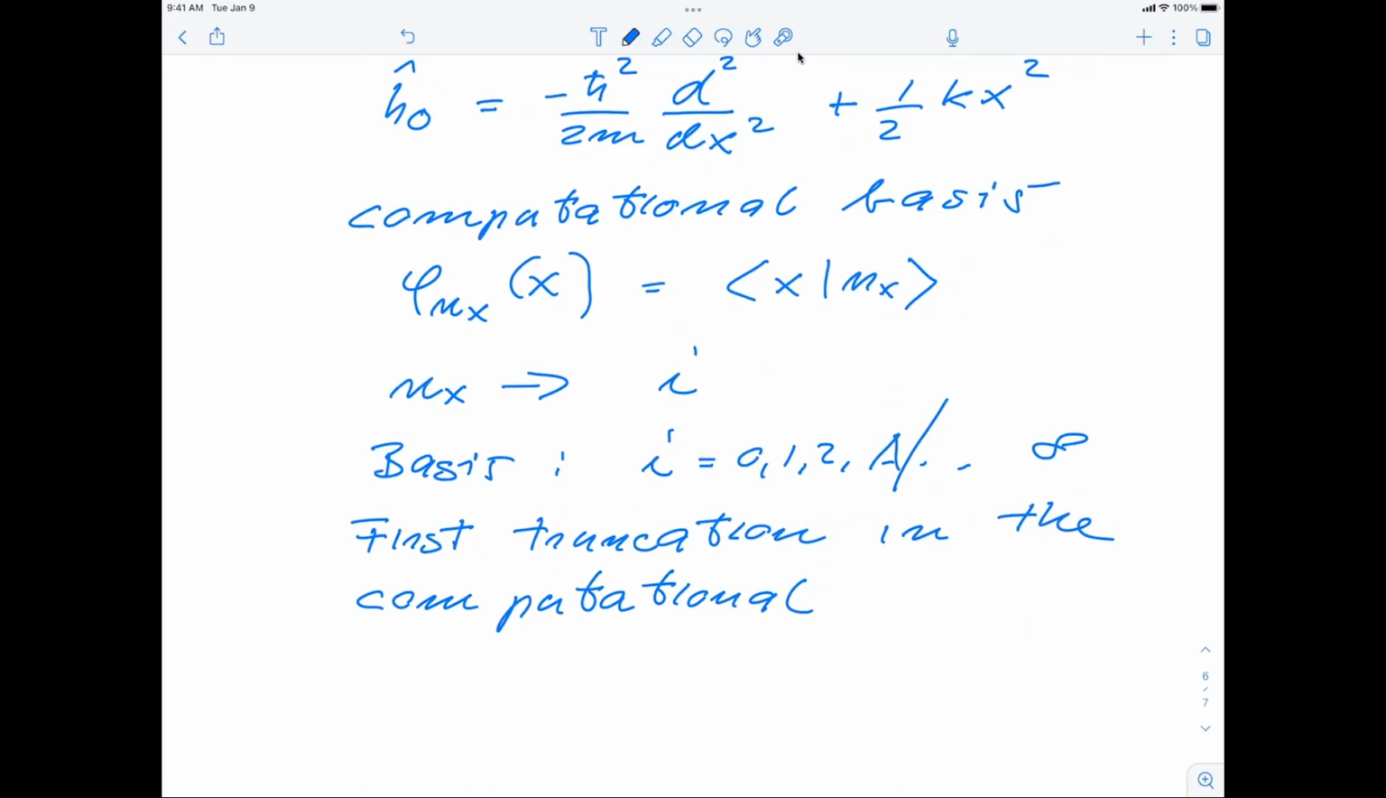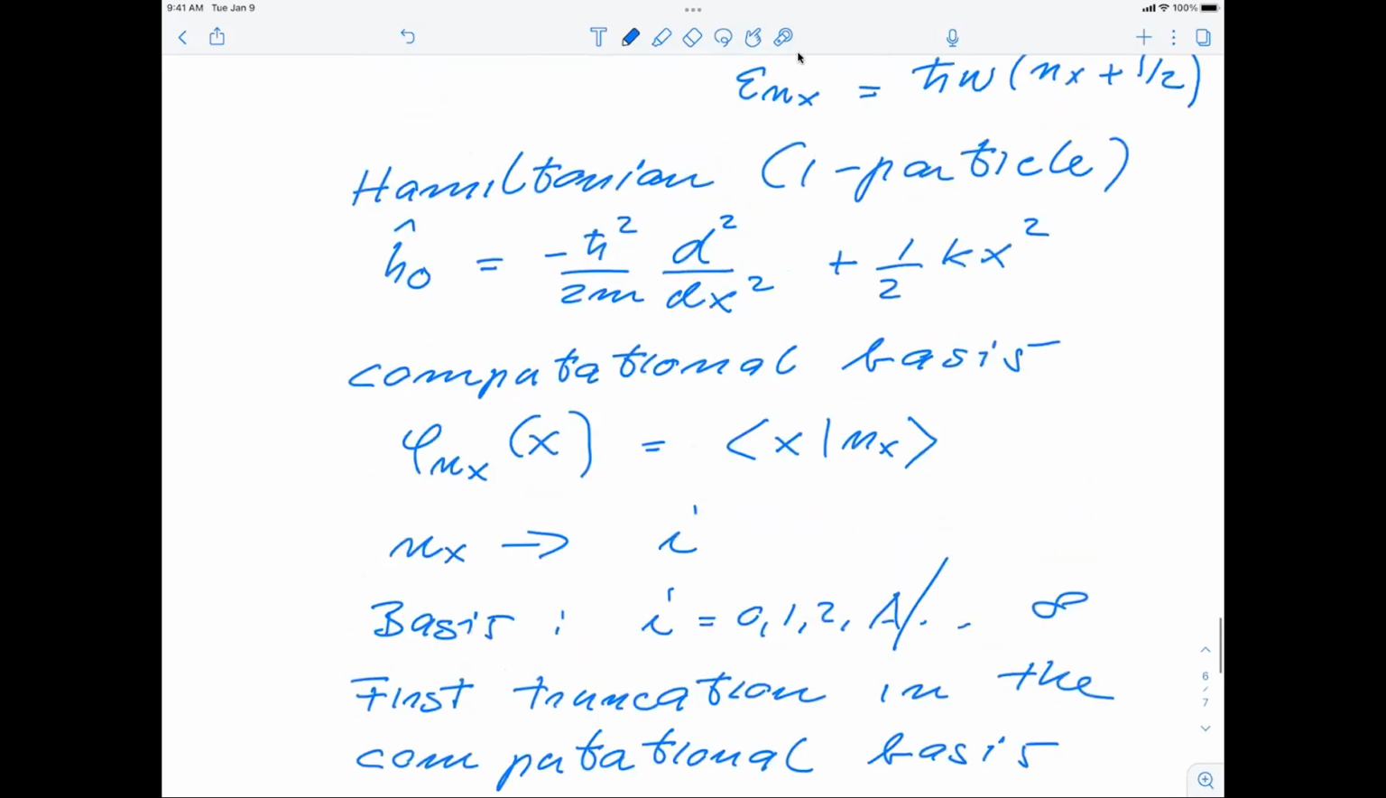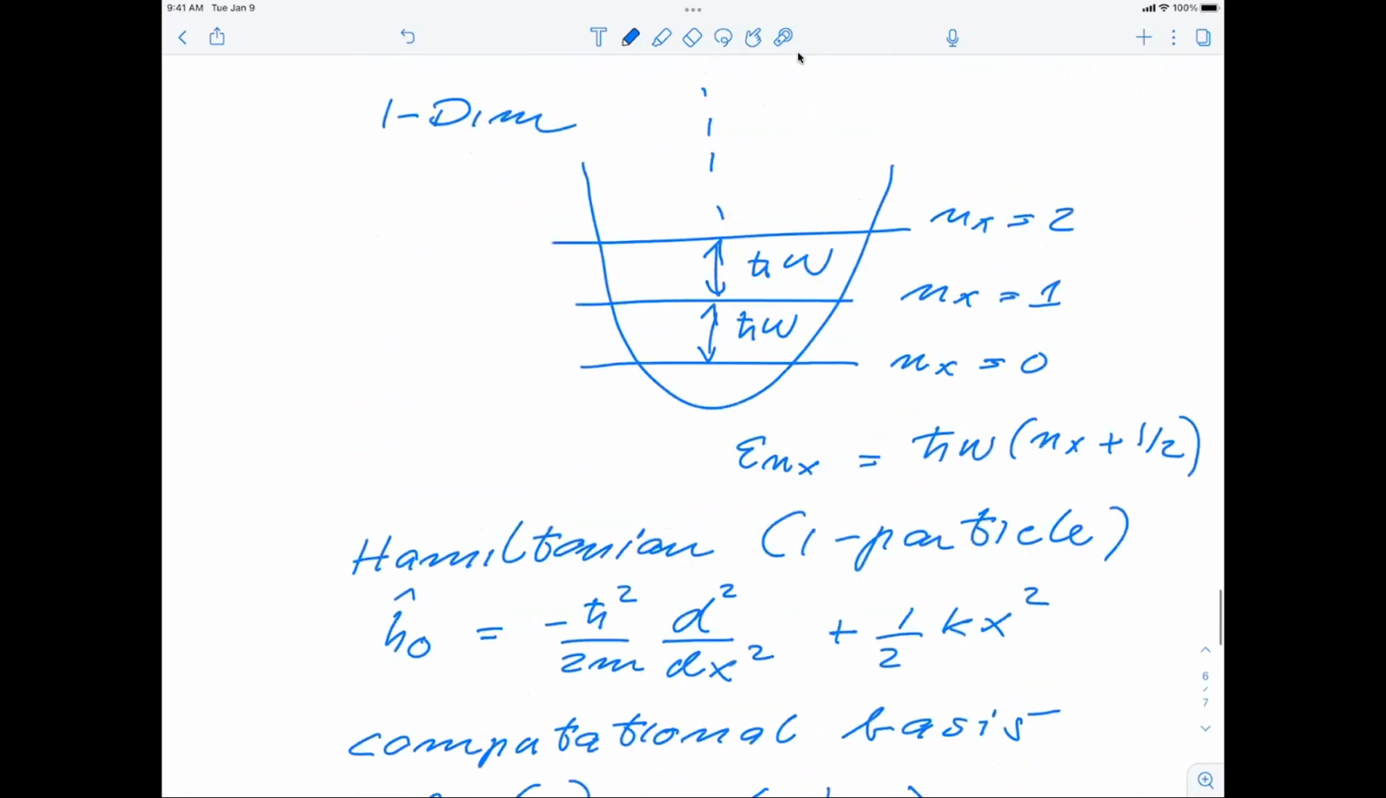So what is normally done then is that you would run a calculation where you just keep increasing this value of lambda till you reach some kind of convergence. So that's the first truncation in the computational basis, and this is normally done at the level of a single particle basis. So when we now are constructing a many particle basis, what we would typically do then is that we would distribute the particles in these states.